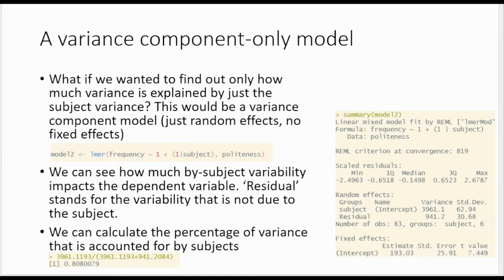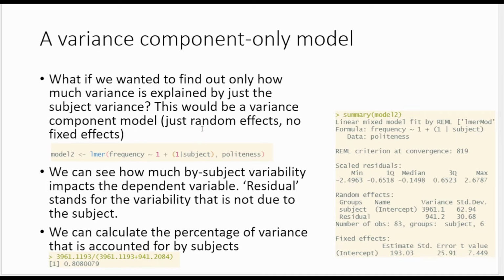Okay. So now we are looking at the variance that exists within each participant themselves and how much that can explain, using our data of politeness. This allows us to see how much by-subject variability impacts the dependent variable of frequency. If we run this model, on this side we can see the output.